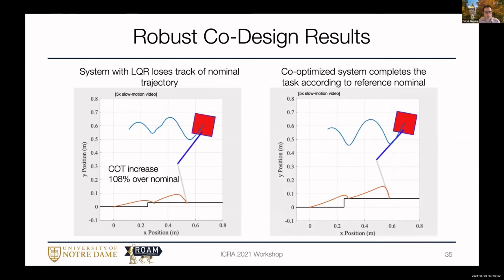Over here on the left, if you're not thinking about design when trying to create these trajectories for hopping, you get a 108% increase in the cost of transport when you have a small disturbance. Whereas over here on the right, you got a larger disturbance, and because you've designed the system to be robust to those cases, we only see a cost of transport increase of 5% over the nominal.